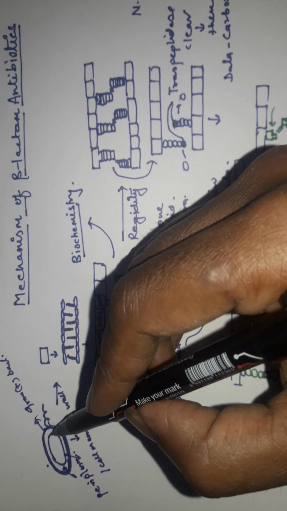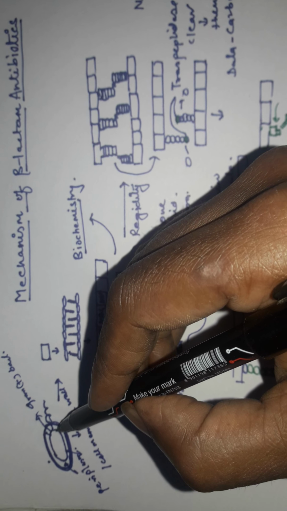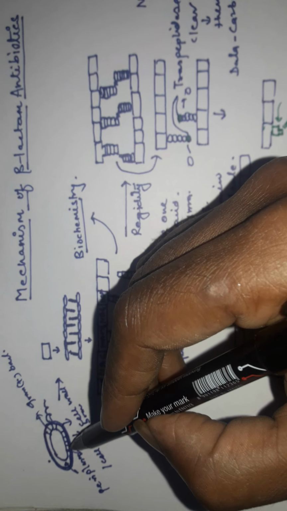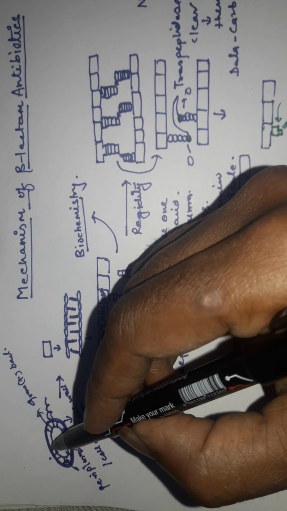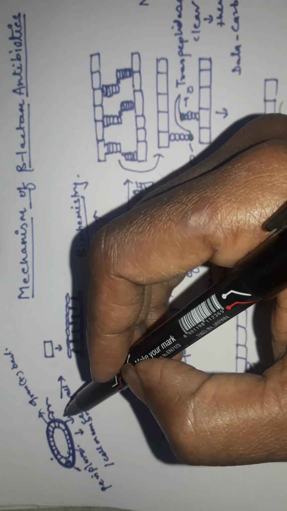Actually, this cell wall is very thick in gram positive bacteria, while it is thinner in gram negative bacteria. And if you see the chemical nature, in between there is a cross link structure, and it is found much more in gram positive than in gram negative bacteria.